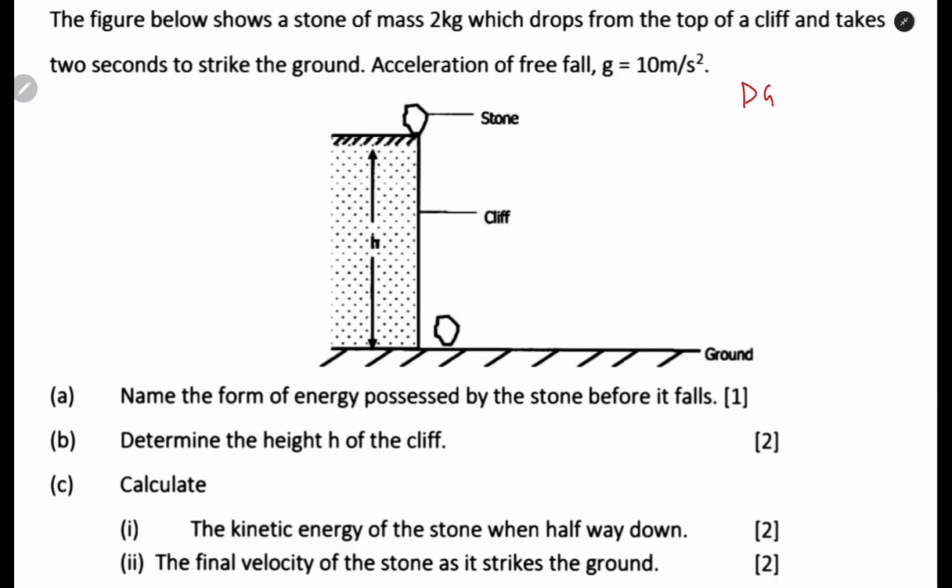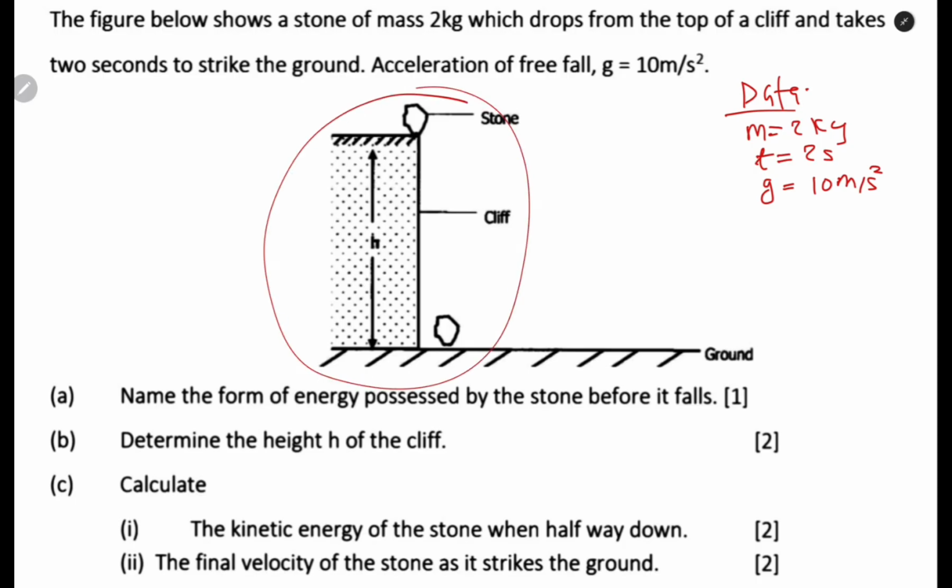We can collect the data so that we do not go back to the statement reading over and over. We have a mass of 2 kg. Then we have a time of 2 seconds, that is the time it took to strike the ground. Then we have acceleration due to gravity, which is 10 meters per second squared. As you can see, this is the cliff or the height, or the top of an unfinished building. You can look at it in that way.